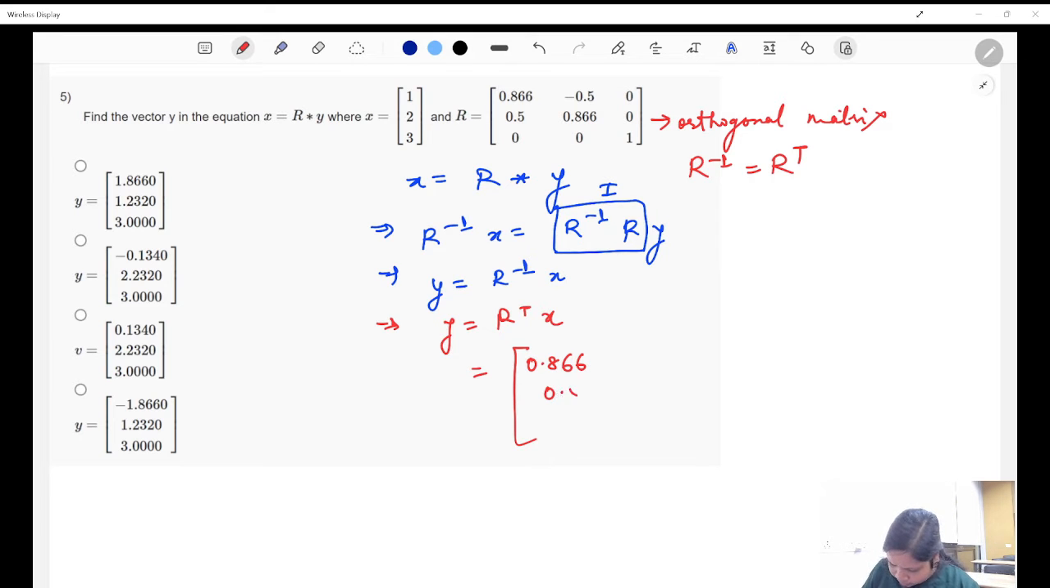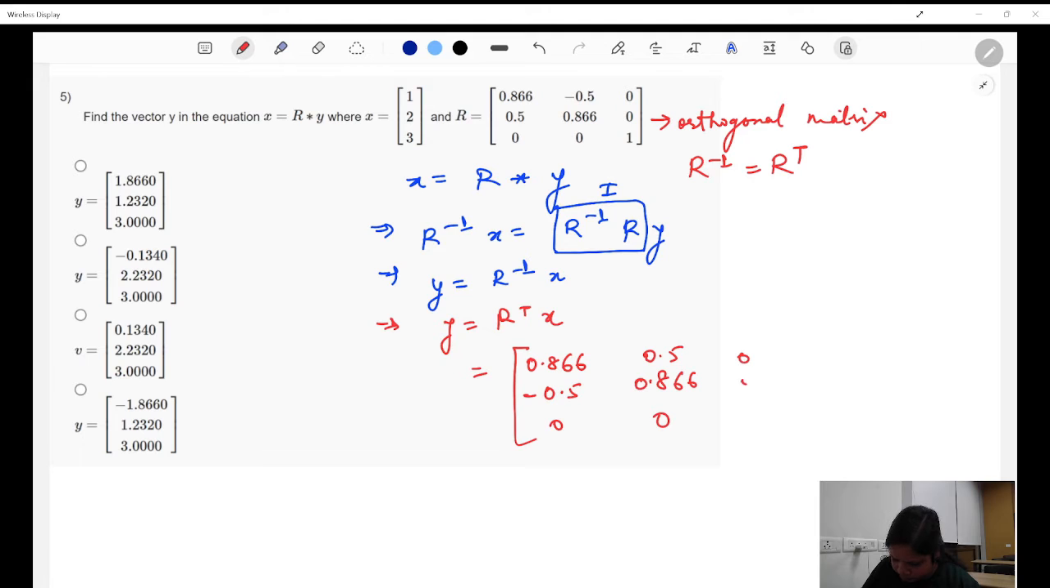Just put the terms over here. Minus 0.5, 0.5, 0.8660, and then 001. Multiply it with 1, 2, and 3. And hence you get what is y.